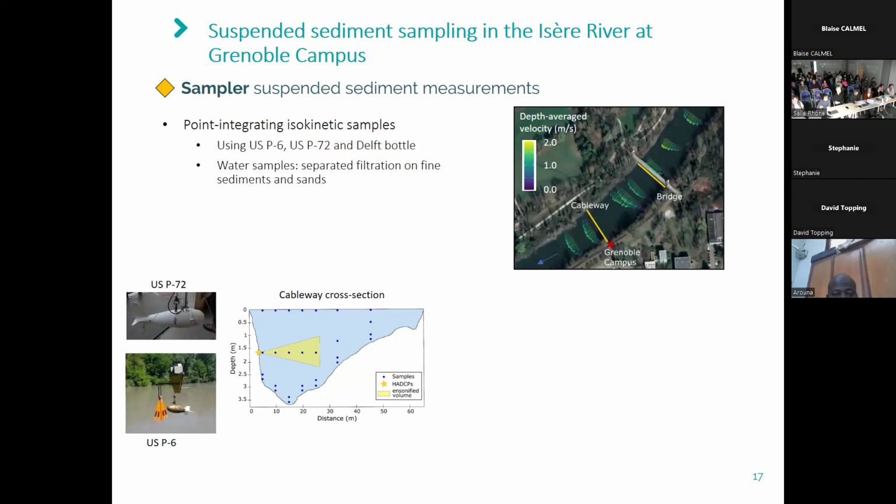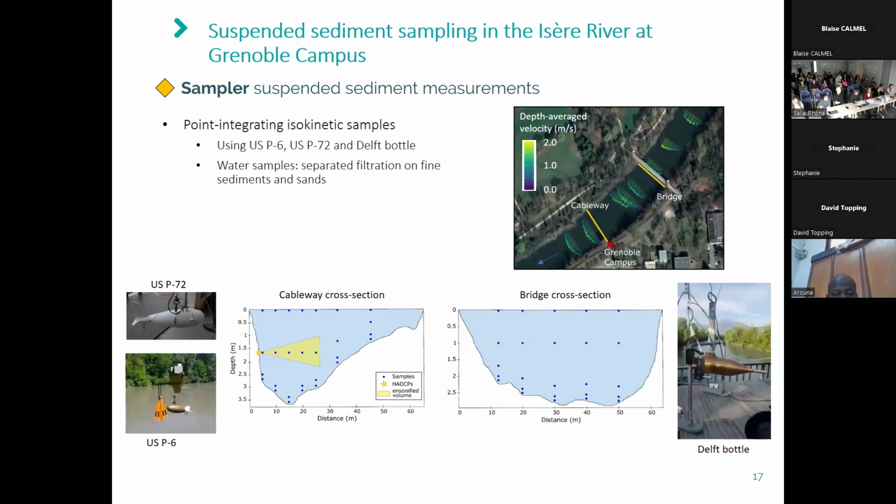At the bridge cross-section upstream, we used the Delft-Bottle sampler, which is exposed longer than these US samplers, which thus also allows us to obtain temporal integration of the concentration. Here we usually measured 5 verticals with up to 4 or 5 points per vertical.